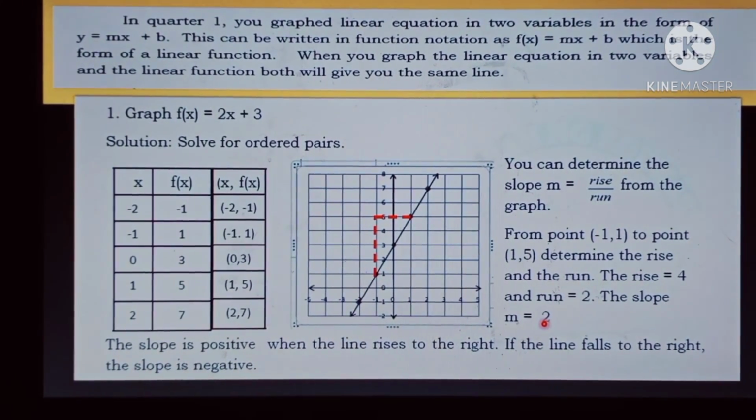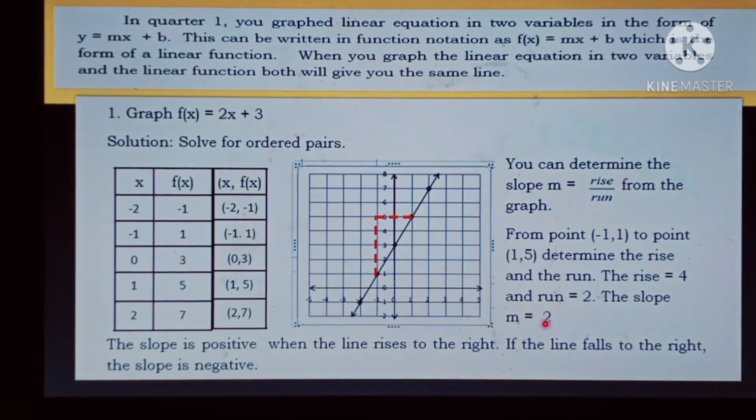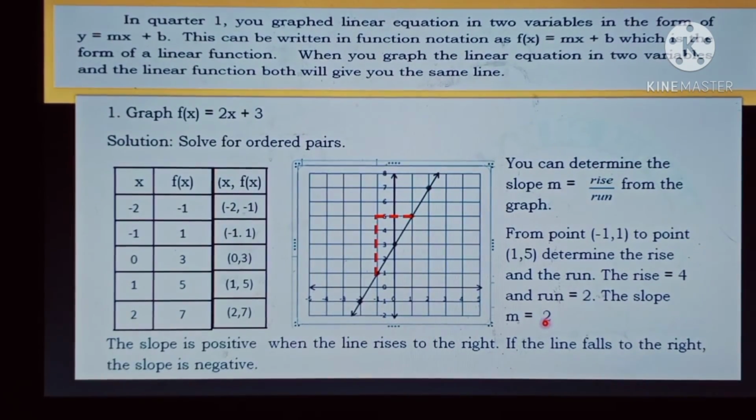Kasi 'di ba sabi ko, pag ang slope, pag you can literally climb up, that is positive. Kasi pag negative, pababa yung graph mo. Pag pwede kang mag-slide pababa, then that is negative. Pero ito taas, then you have a positive one. So, the slope is positive when the line rises to the right. If the line falls to the right, the slope is negative.